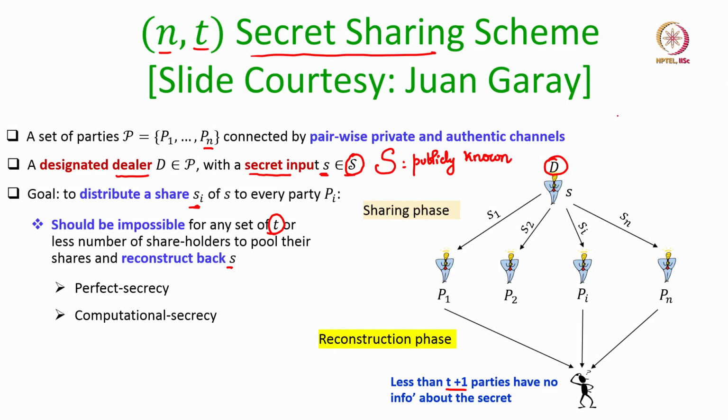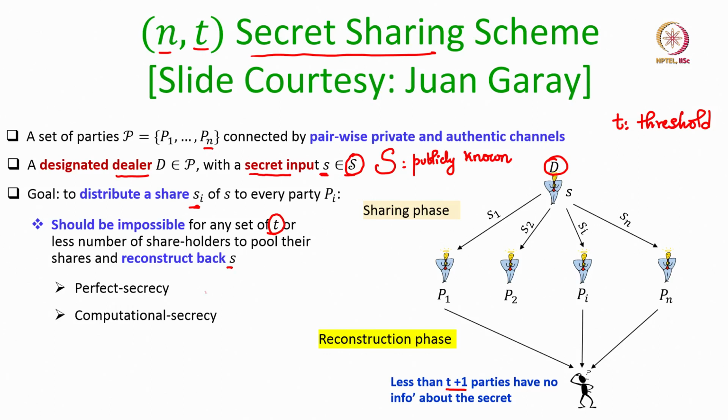So, t is acting as a threshold here. Up to t shares are insufficient to get back the secret, but as soon as t plus 1 or more shares are available, the secret can be reconstructed back uniquely.